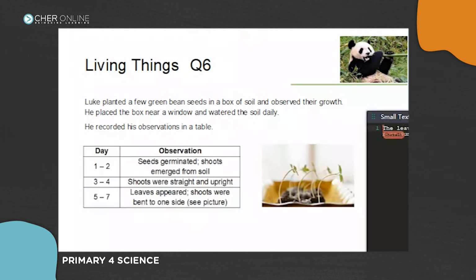The leaves make food for the plant. The leaves bend towards the window to trap more sunlight to make food for the plant. Okay, so for this answer, she did say that the leaves are bending towards the sunlight. That's good enough. Alright, so that makes this answer correct.